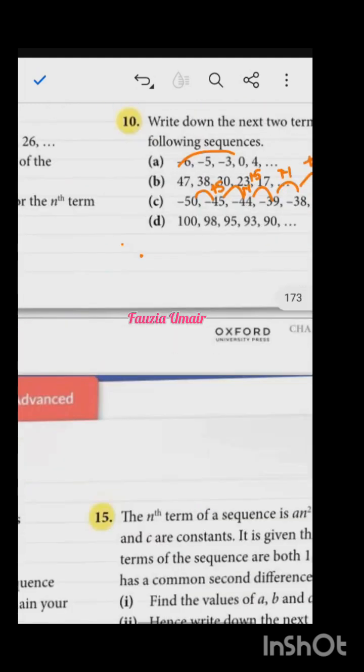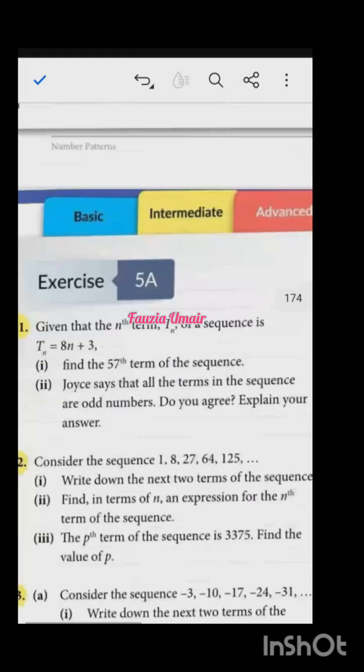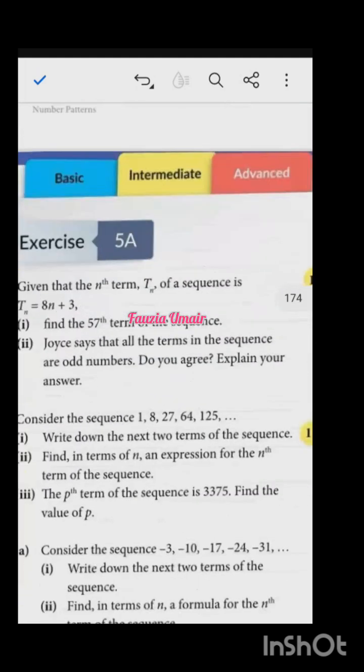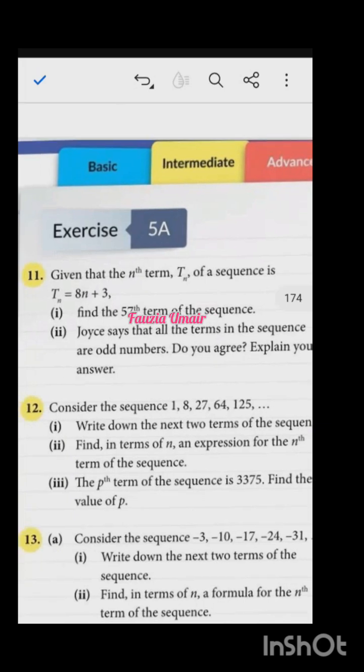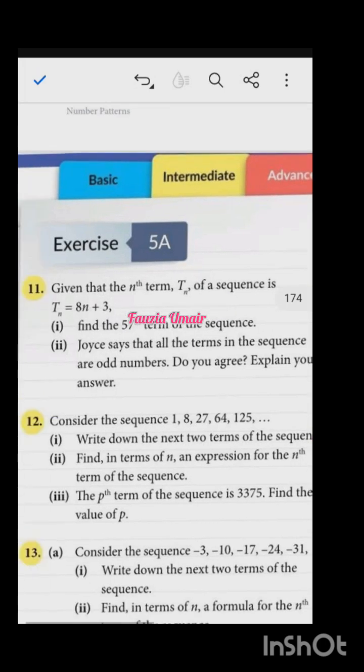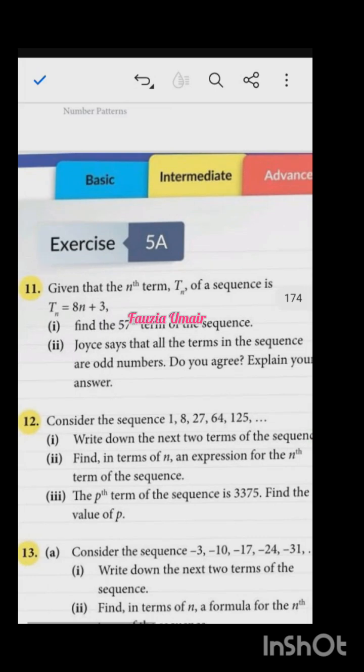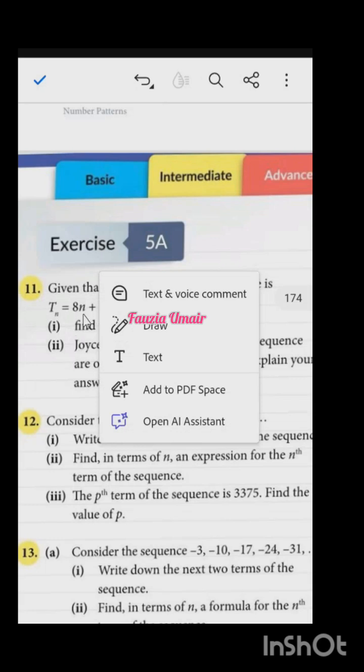Any questions? No, miss. All right, so you can solve this question also. Can you tell me, in the 11th question, which sequence is this whose general term formula is 8n plus 3? It's a cubic sequence. No, sorry, it's a linear sequence. Yes, you can say it with confidence.